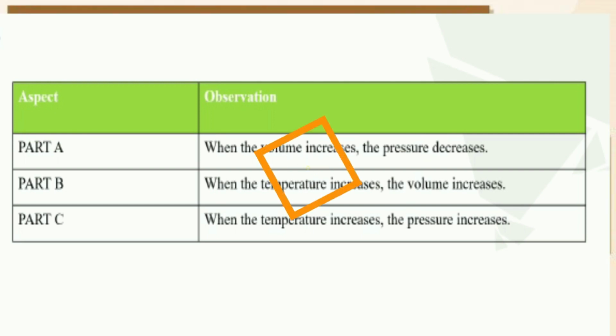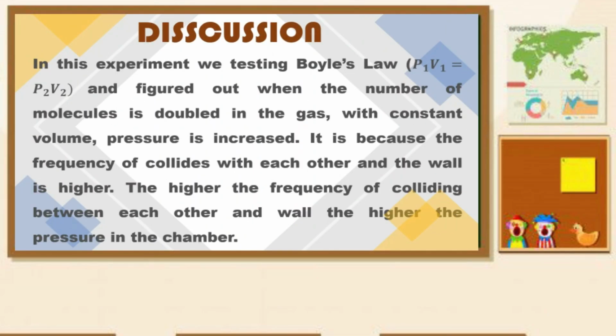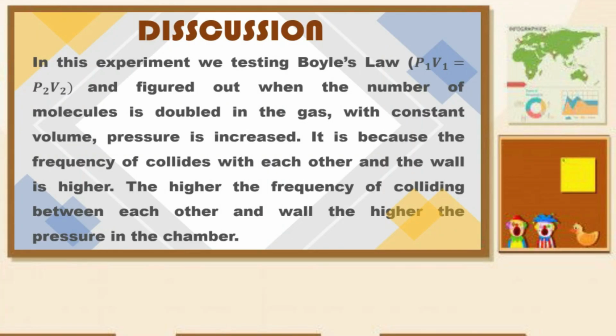Discussion. In this experiment, we are testing Boyle's law, P1V1 equals P2V2, and figure out that when the number of molecules is doubled in the gas with constant volume, pressure is increased. It is because the frequency of collisions with each other and the wall is higher. The higher the frequency of collisions between each other and the wall, the higher the pressure in the chamber.